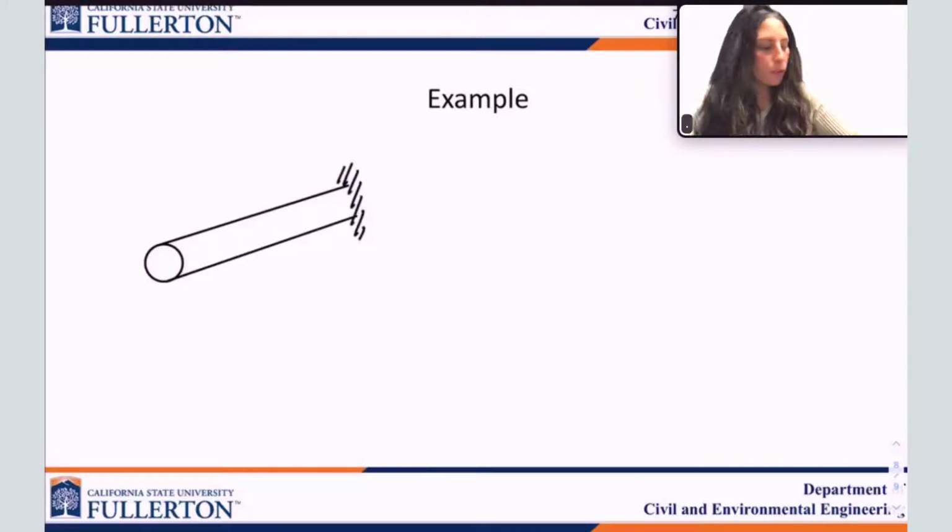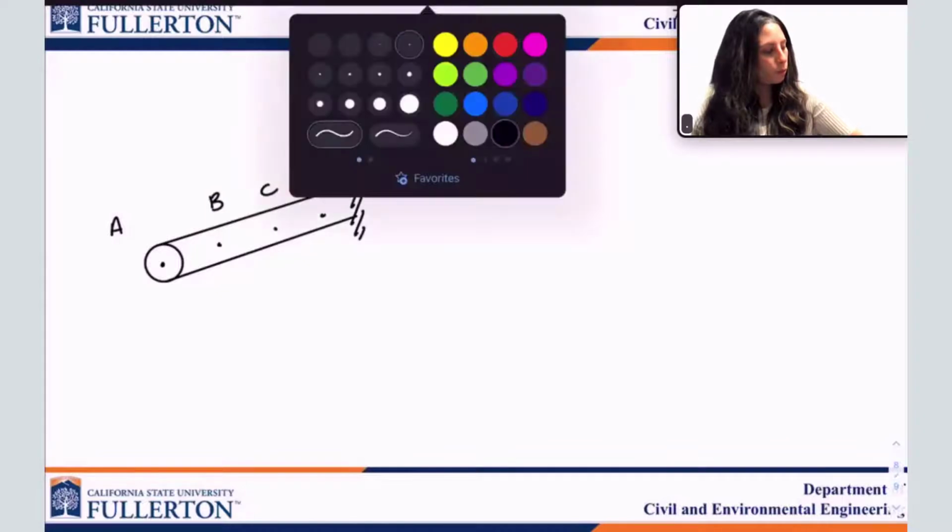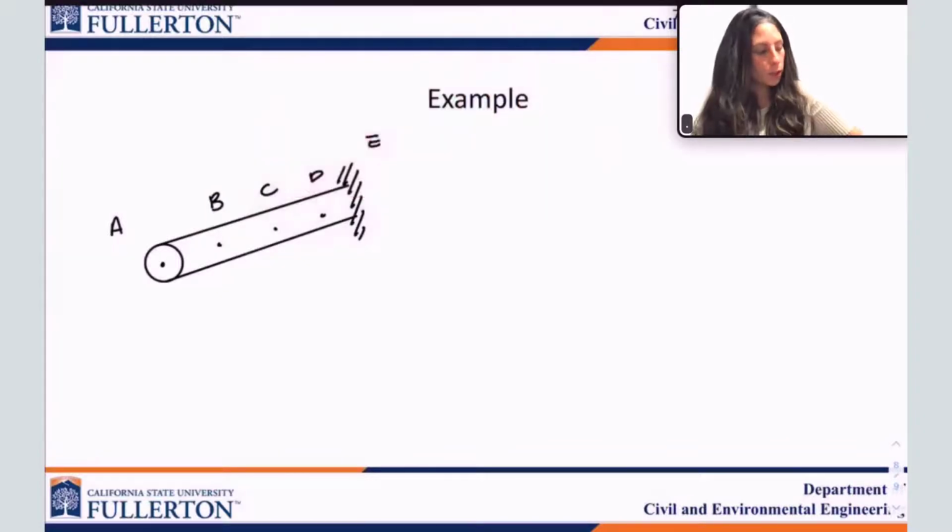Let's say we have a fixed-to-the-wall system here at point E. I'm going to call this point A, and I'm going to define some points in between here. So I'm going to define a point B, C, and D. Now, we're going to apply some torques to this system.